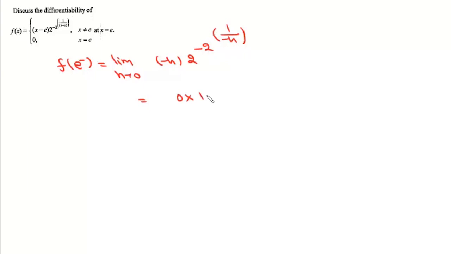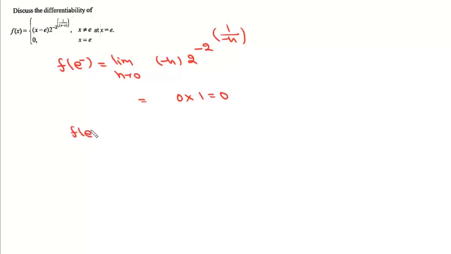Now here the question is, we need to discuss differentiability of this function at x equals e. Now it is given that this f(x) is (x minus e) times 2 to the power minus 2 to the power 1 upon (e minus x). Now we'll check its continuity first. So we'll write f(e) negative as this limit as h tends to 0, and then we'll write x as e minus h. So it will be this minus h into 2 to the power minus 2 to the power 1 upon minus h. Now this is 0 into 2 to the power minus infinity. 2 to the power minus infinity is 0 and 2 to the power 0 is 1. So its left hand limit at e is 0.